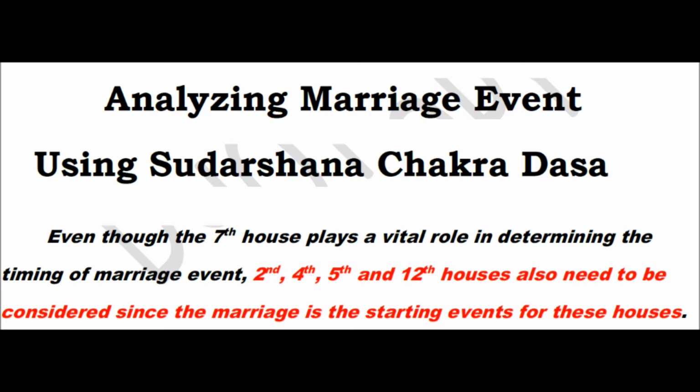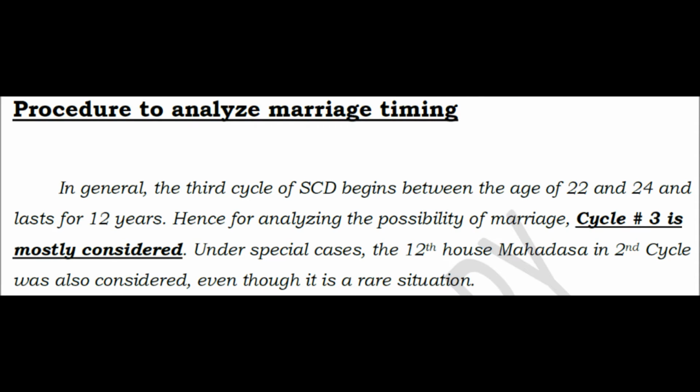In general, the appropriate age for marriage is between 22 and 24, and that lasts for 12 years. So that is 34 to 36. So between 22 and 36 is the period where you have to look in the Sudharshana Chakra Dasa for the possibility of marriage. Usually cycle 3 comes during this period between the age of 22 and 36.